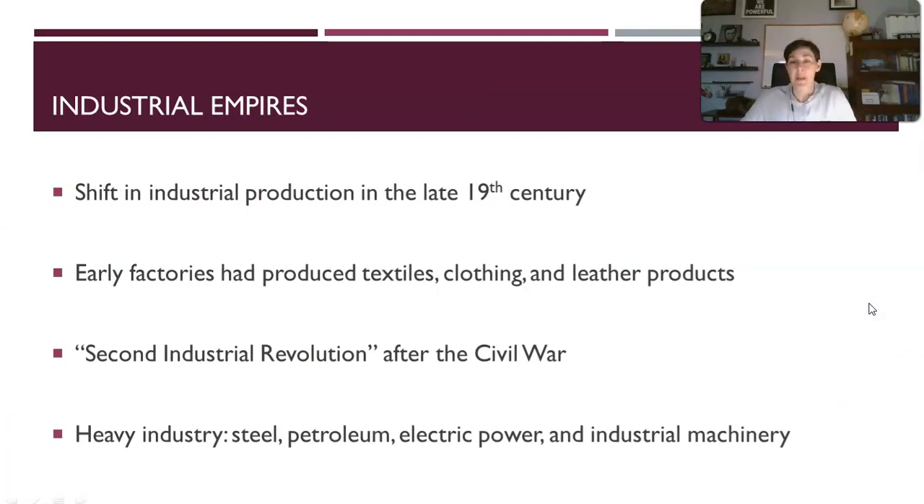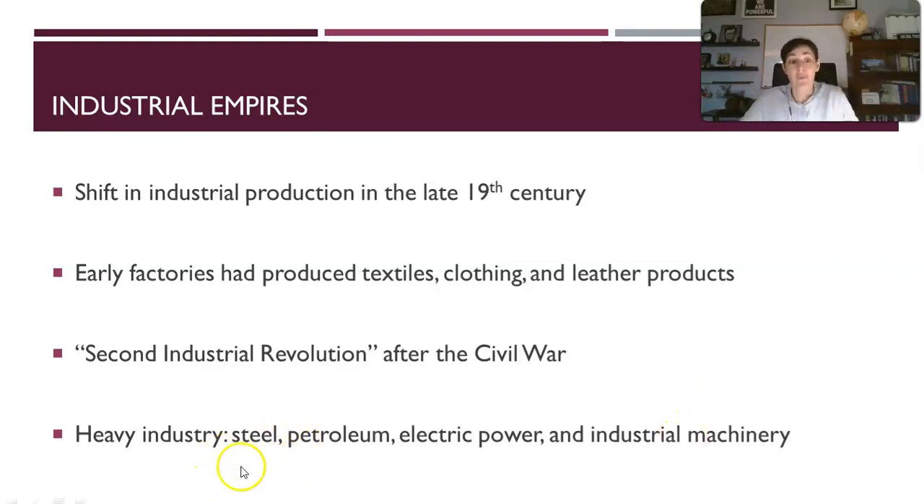We have industrial empires, which is a problem. I've talked about this before. We have a shift in industrial production in the late 19th century. Early factories produced textiles, clothing, and leather products. We started our industrial revolution before the Civil War, then we got interrupted. Then we had, technically, a second industrial revolution after the Civil War. But this is part of a larger march towards industry.